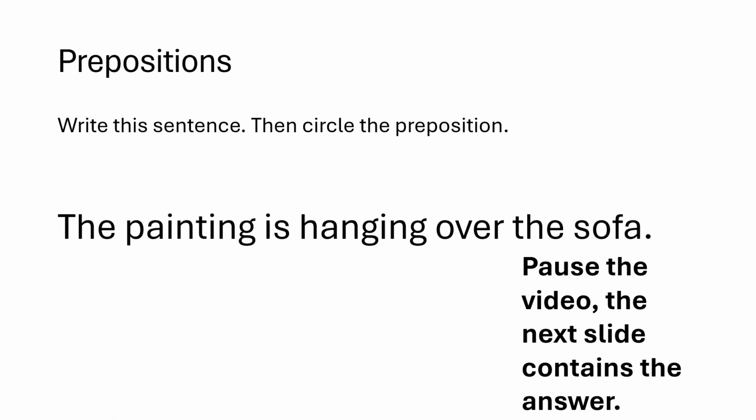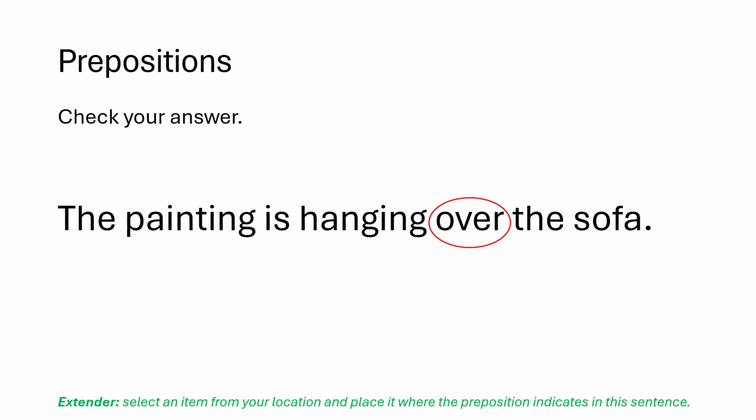Write this sentence, then circle the preposition. The painting is hanging over the sofa. Pause the video. The next slide contains the answer. Check your answer. The painting is hanging over the sofa. The preposition is over.